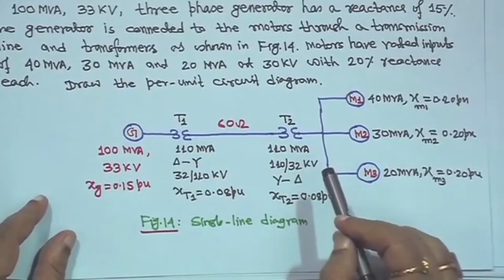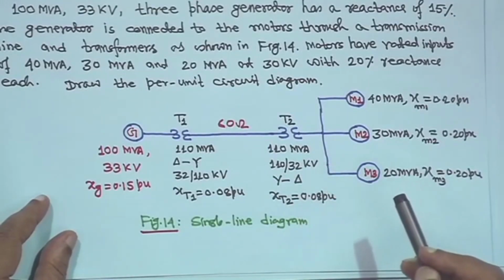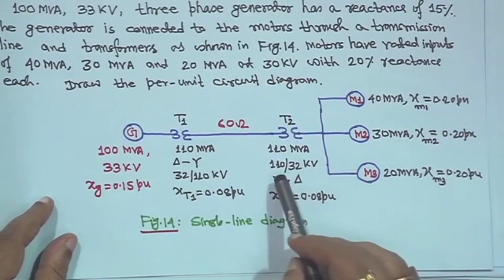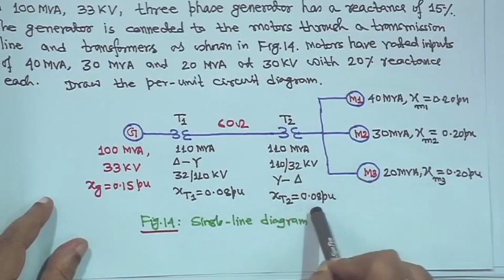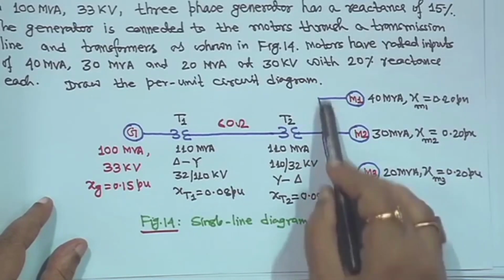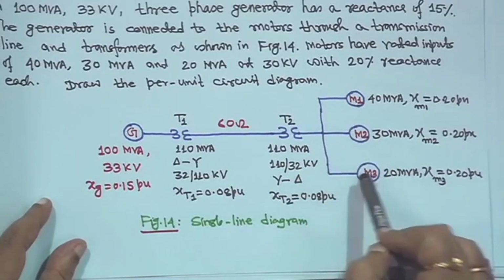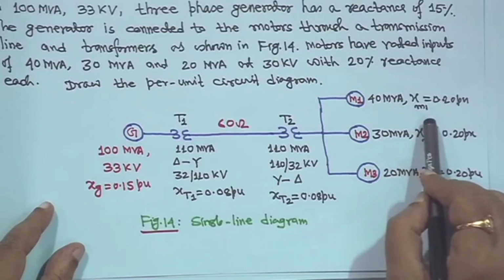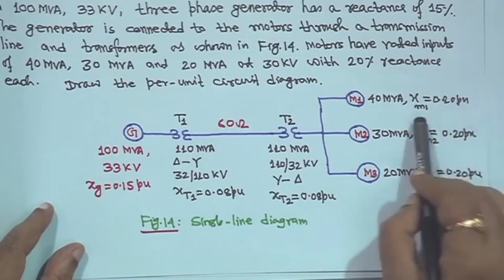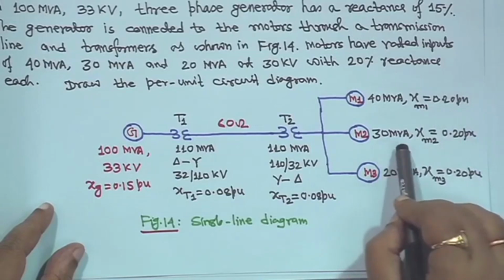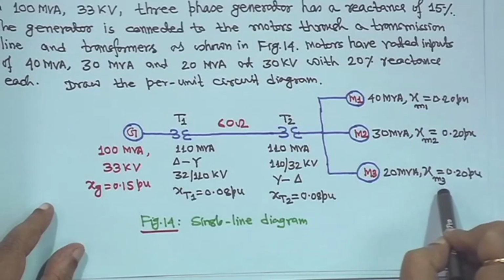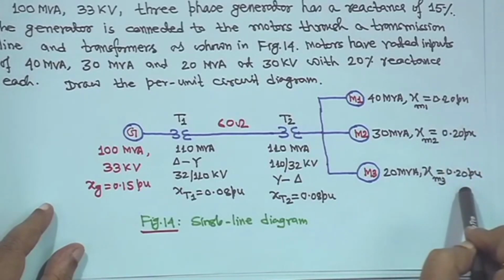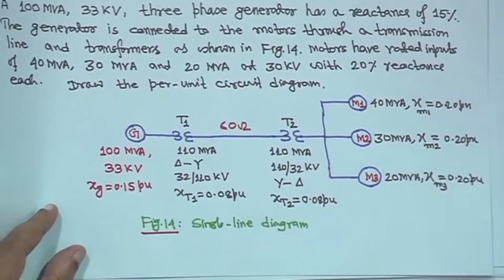I told you earlier the star side is generally kept for the high voltage side and the delta side is for the low voltage side. So 110 by 32 kV, this side is star, this side is delta, and XT2 is also 0.08 per unit. Now, 3 motors are connected in parallel. One rating is 40 MVA and XM1 is equal to 0.20 per unit, motor 1 reactance. Similarly, 30 MVA another one, motor 2 is 0.20 per unit, and 20 MVA another one, and motor reactance is 0.2. The J is not shown anywhere, but in the final per unit diagram we will put the J.